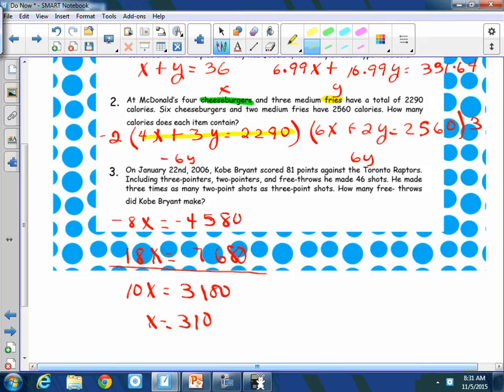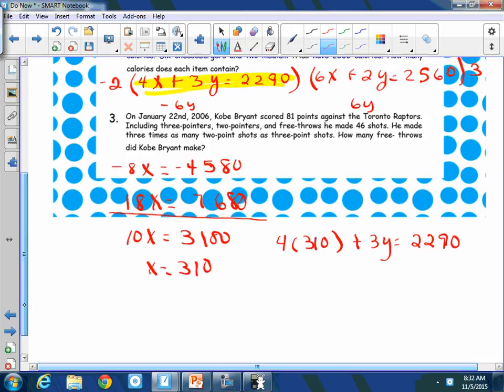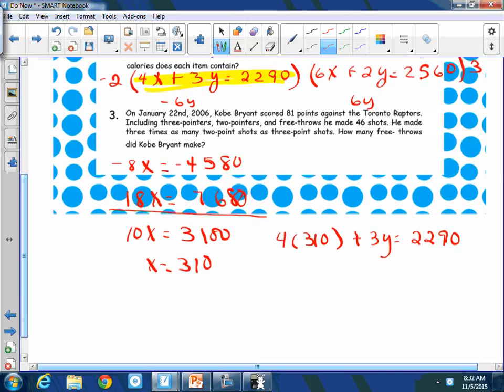Now, I'm going to plug it into one of the original equations. It has to be one of the original ones. So 4 times 310 plus 3y equals 2,990. 4 times 310 is 1,240. So you're going to subtract 1,240, and whatever you get, you're going to divide by 3.